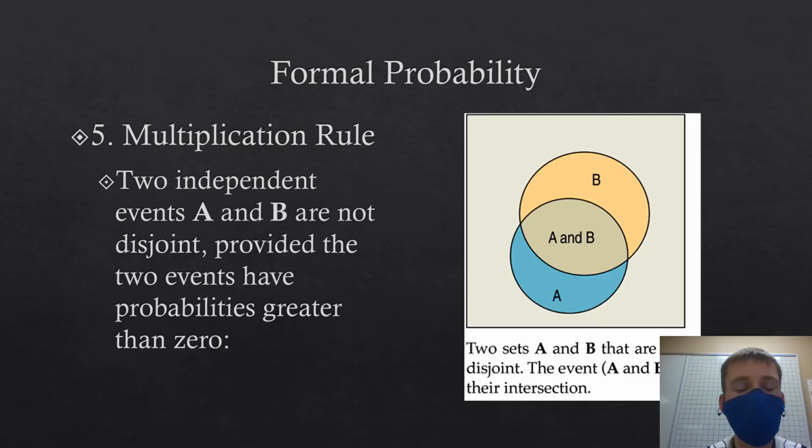One other part of our multiplication rule is that two independent events, so again, one does not influence the outcome of the other, are not disjoint if the two events have probabilities greater than 0.